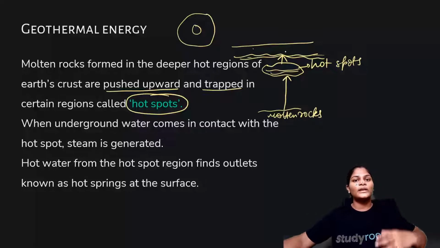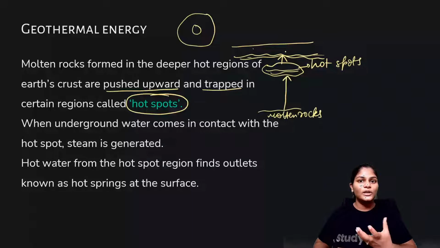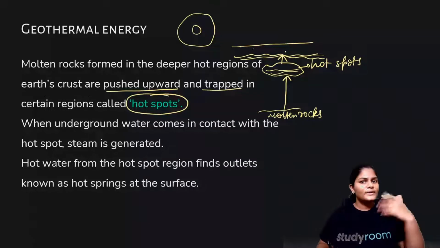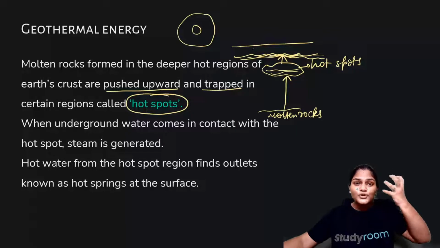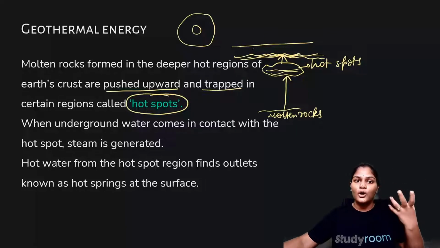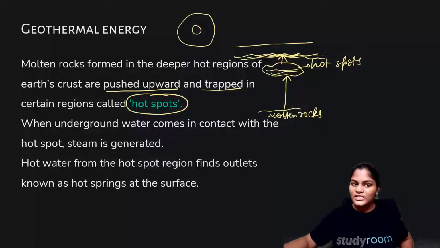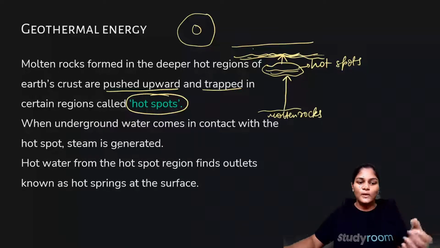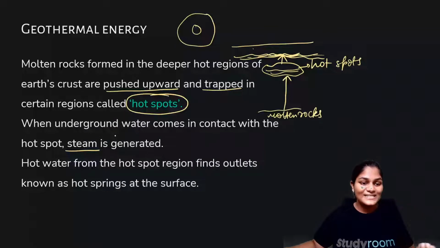And what happens when water comes in contact with something very hot? What happens when we heat water or boil water? It turns into steam, right? So if this underground water comes in contact with these absolutely hot molten rocks, what will happen? That water will turn into steam. That is what the next point says, that the underground water comes in contact with the molten rock in the hotspot and steam is generated. Obviously the water evaporates and forms steam.